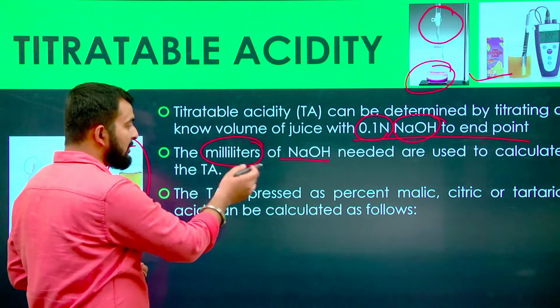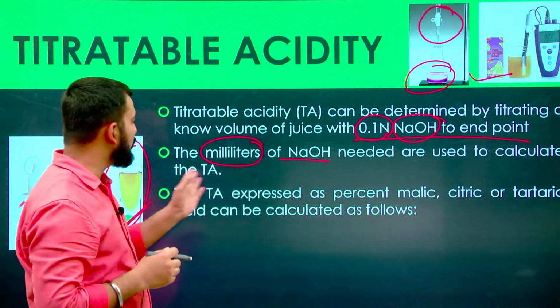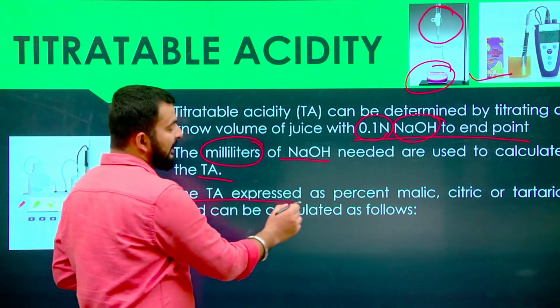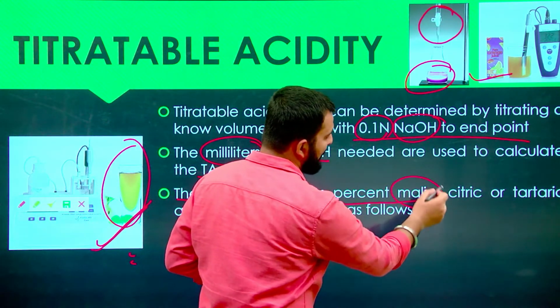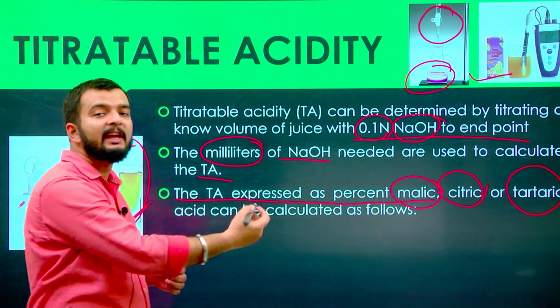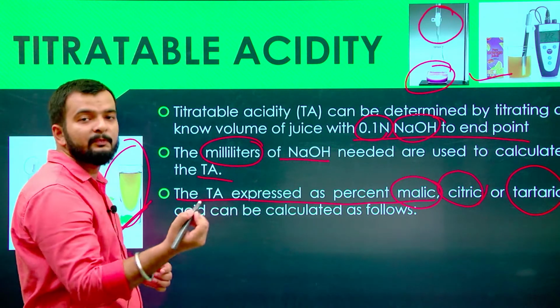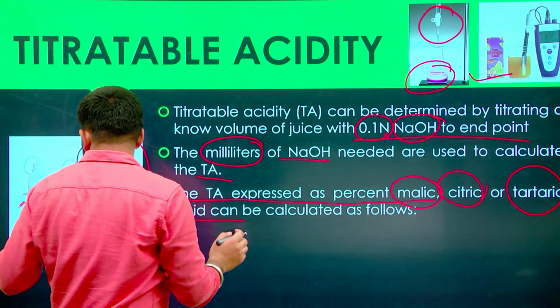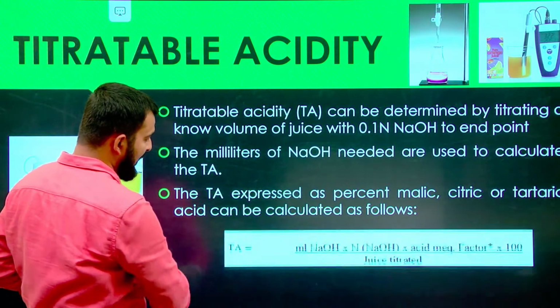Now this millimeter of NaOH needed is used to calculate the titrable acidity. The titrable acidity is expressed as percentage malic, citric or tartaric acid, because these are the usual organic acids found in your juices or fruits. You can say fruits and vegetables. It can be calculated using this formula.